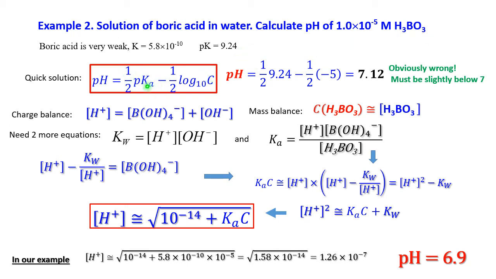Our quick solution will be 1/2 of pKa minus 1/2 of log C. It will obviously give us a wrong number because it's above 7. It's very close, but it's above 7. It cannot be. That means there is absolutely no H+ coming from here. It will be mostly the pH of water. So our good starting guess would be pH 7, slightly below 7. Okay, let's do exact calculations.